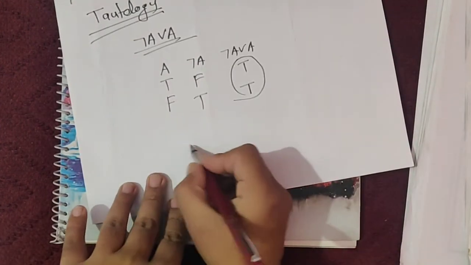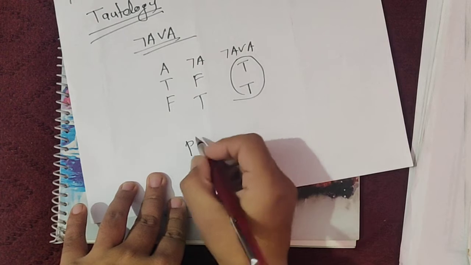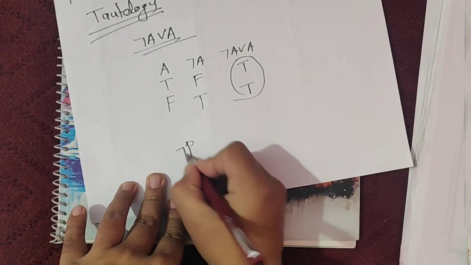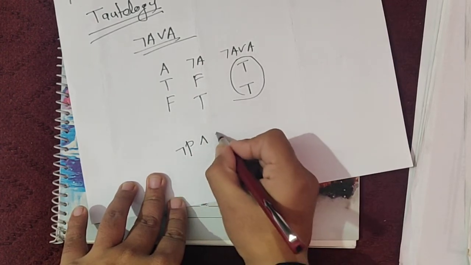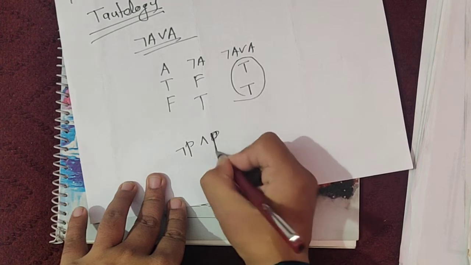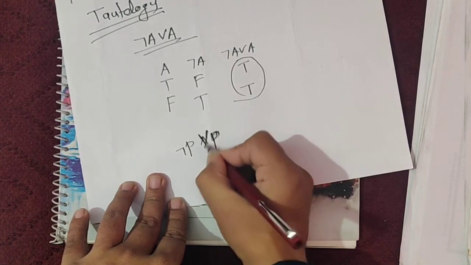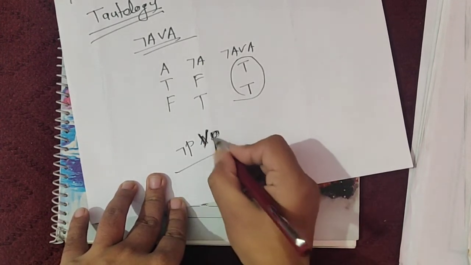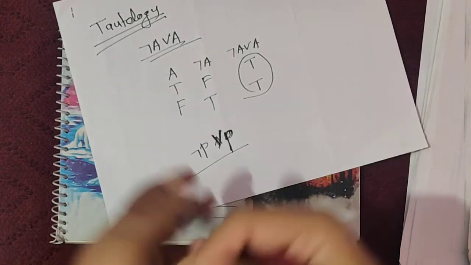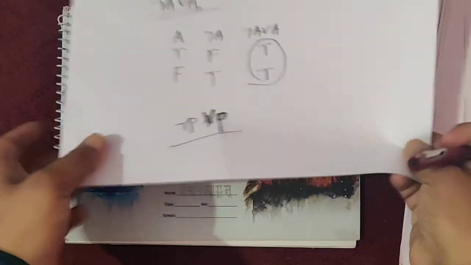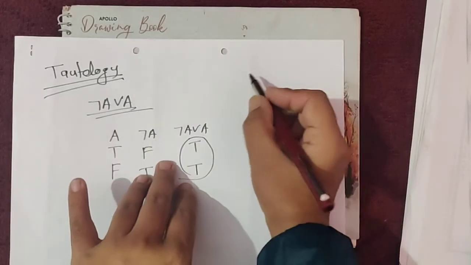Similarly, for example, not P or P. This type of statement is always true. So the next one is contradiction.